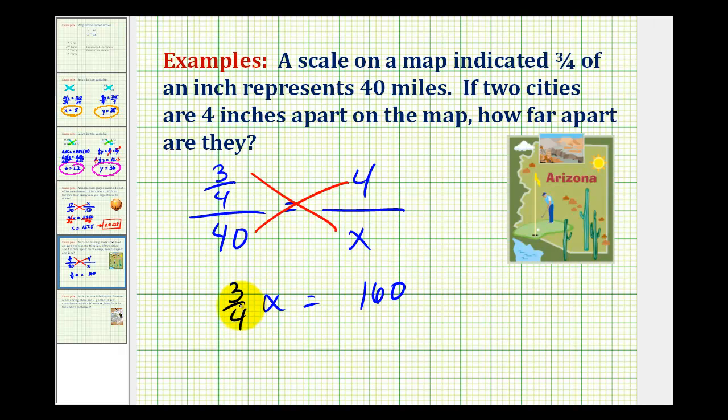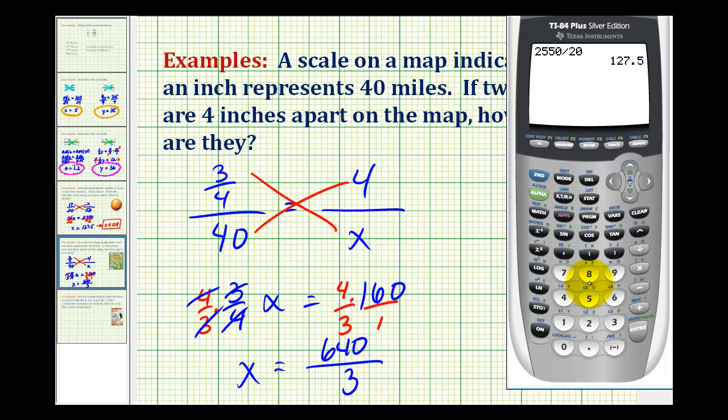And now to solve for x, we'll multiply both sides of the equation by the reciprocal of 3/4, which will be 4/3. Let's go ahead and put 160 over 1. So on the left side, everything simplifies out. We're left with x. And on the right side, we have 4/3 times 160. 3 and 160 do not share a common factor, so we'll go ahead and multiply our numerator and denominator together. 4 times 160 is going to be 640. Our denominator is 3. So let's go back to the calculator.